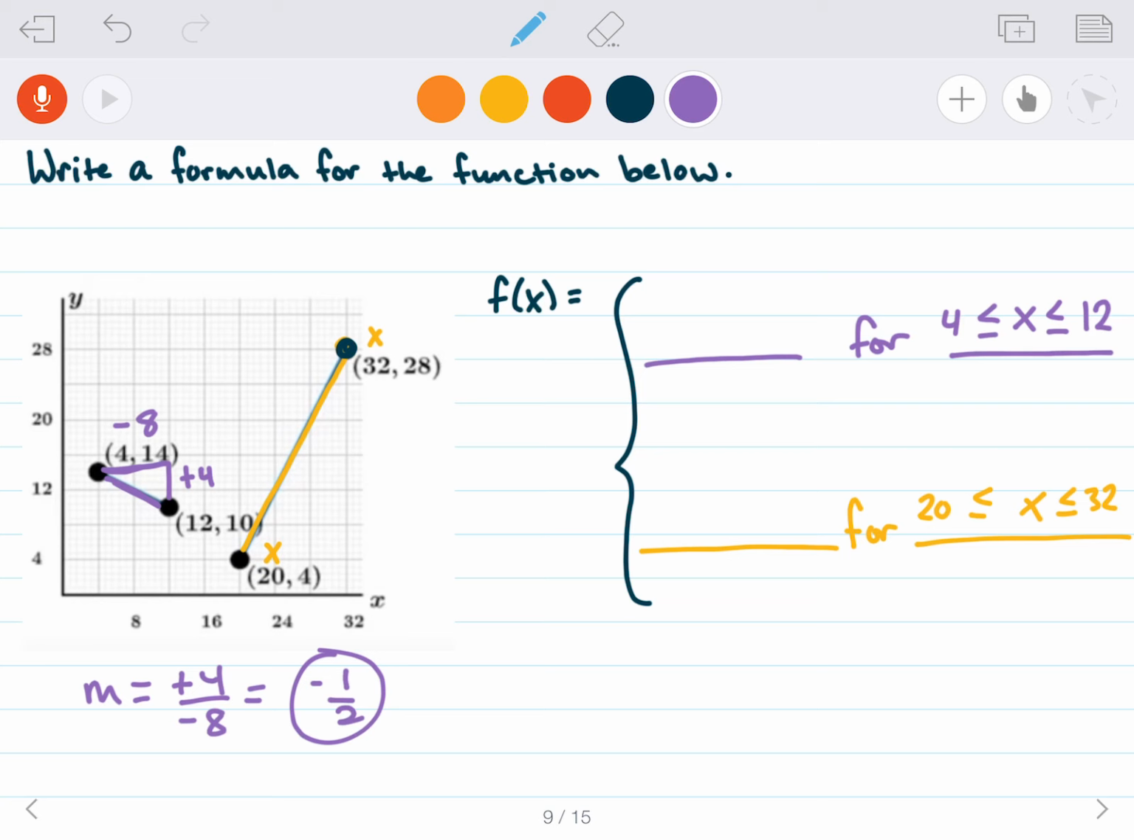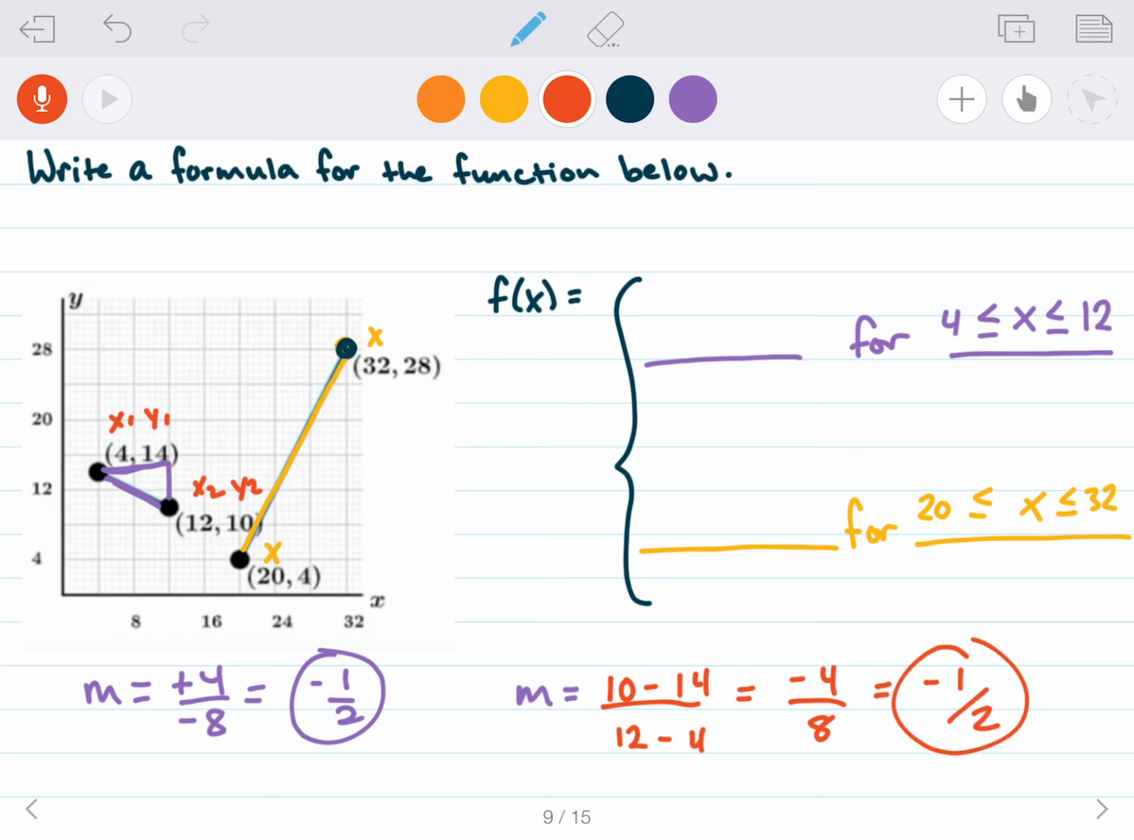You could have also found that by using the formula. So let me just show you how we would do that. We would pick these ordered pairs to be our x1, y1, and x2, y2. So here I have y2 is 10 minus y1 is 14, divided by x2 is 12 minus x1 is 4. On top we get negative 4. On bottom we get 8, and the net result is the same. We still get negative 1/2 for our slope. So you can use the formula if you want to.